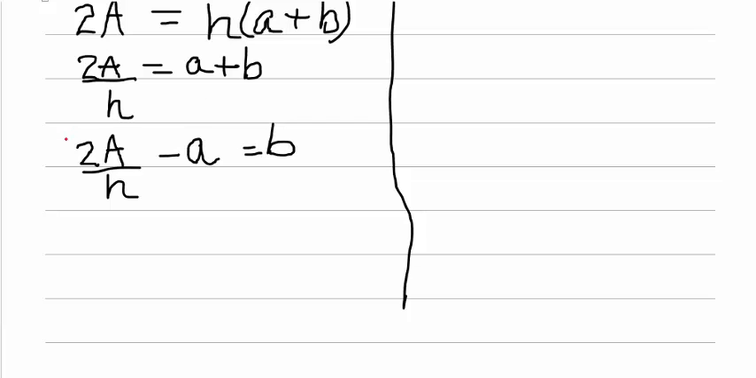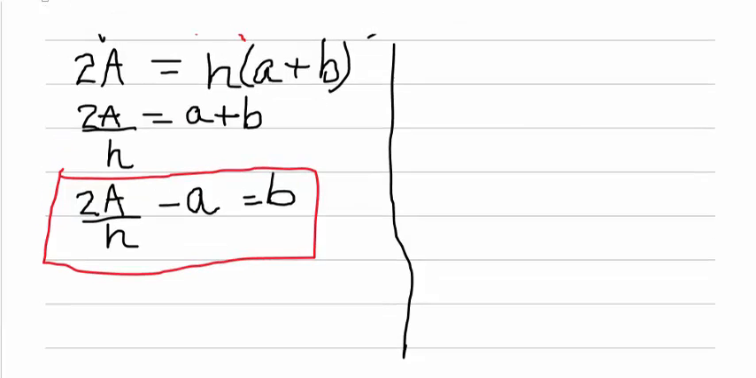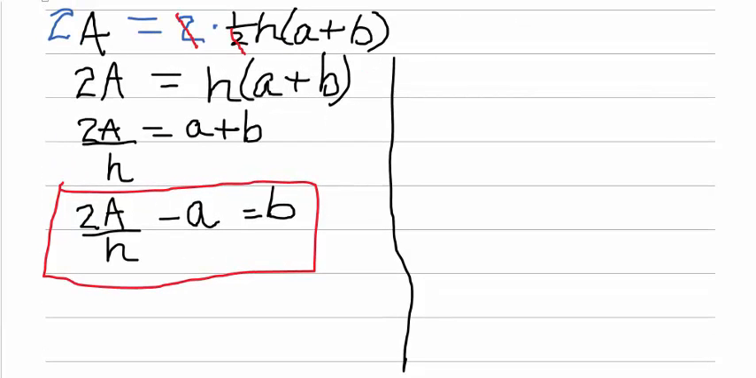So this is a correct answer in an acceptable form, and you're finished if you do it that way. Now the other thing that you could do is distribute the h on the right side. So you'd have 2A equals ha plus hb.